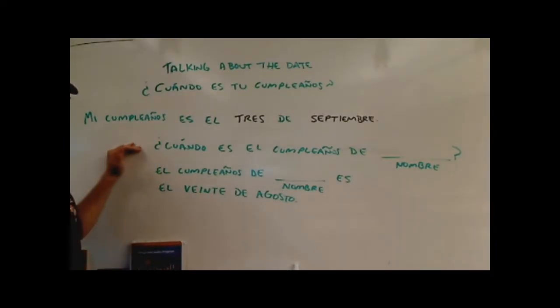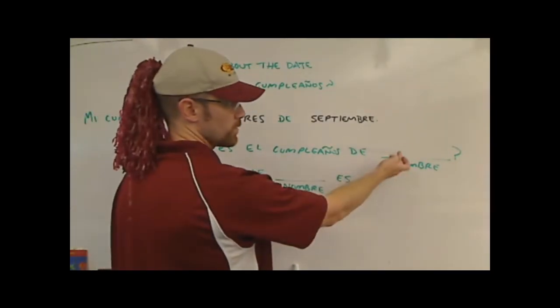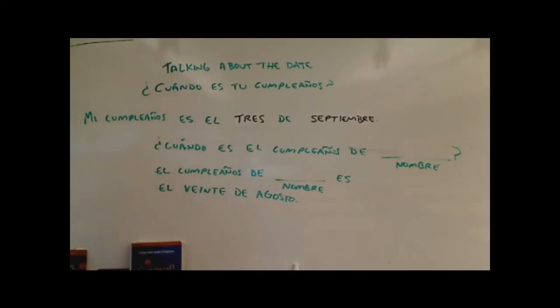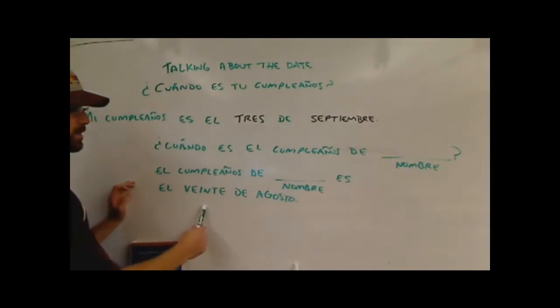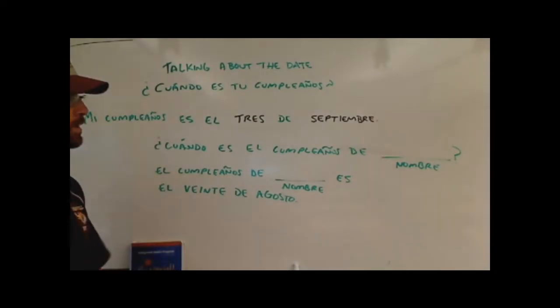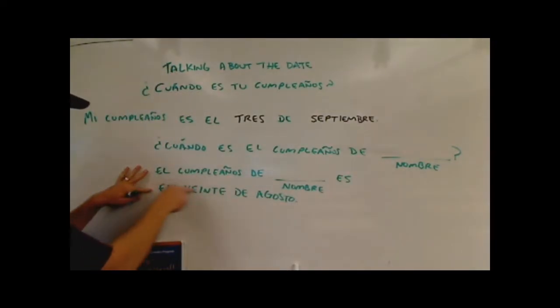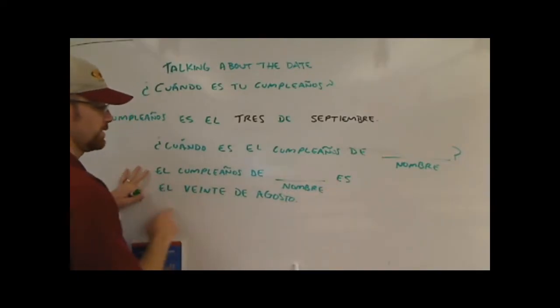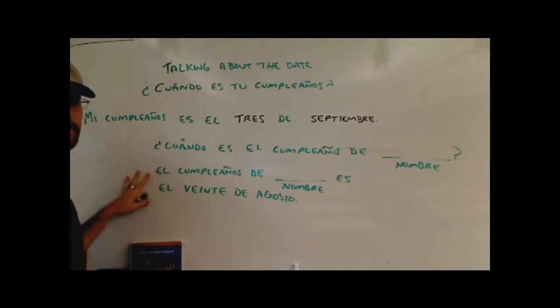If you want to ask about somebody else, like say your friend Jose, you don't know when his birthday is, but you're not asking him, you're asking somebody else about Jose, you can say, ¿Cuándo es el cumpleaños de Jose? So when is Jose's birthday? And then to answer that, you could say, el cumpleaños de Jose es el 20 de agosto, if it's August 20th. So if you want to ask about somebody else's birthday, you can just use this question here, plug in their name, and then to answer it, you can just use the birthday of whoever is the whatever number day of whichever month. And that's how you talk about birthdays.